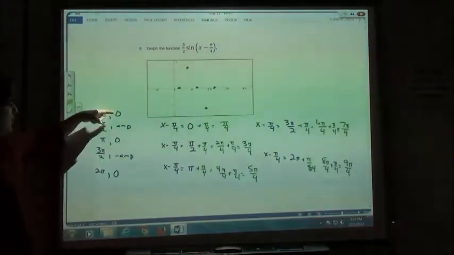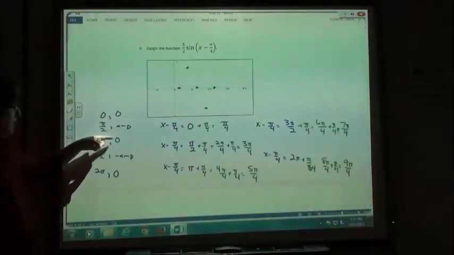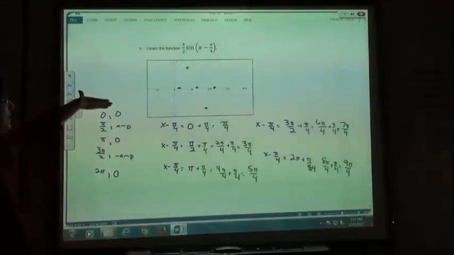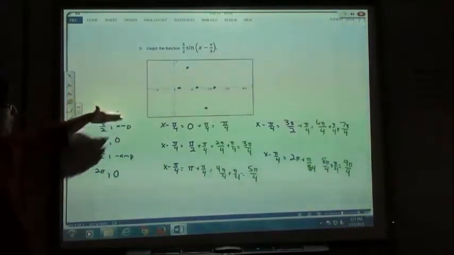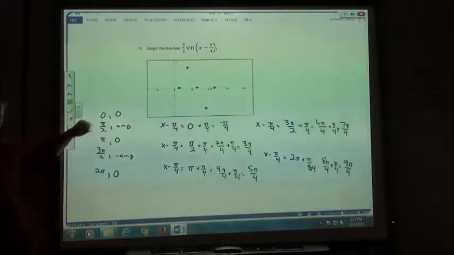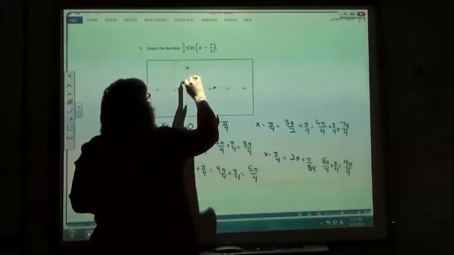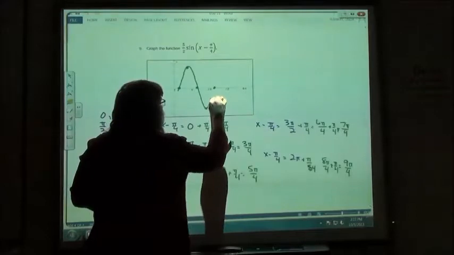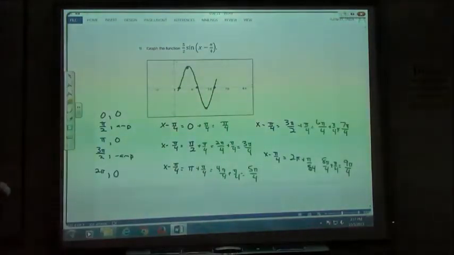So sine curve, 0 at the beginning, 0 in the middle, 0 at the end. If our amplitude is positive, we go up first. If it would be negative, we'd go down first. And so when we connect our dots, our sine curve is going to look something sort of like that.